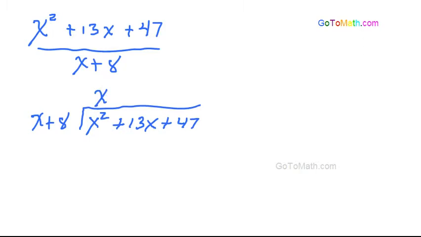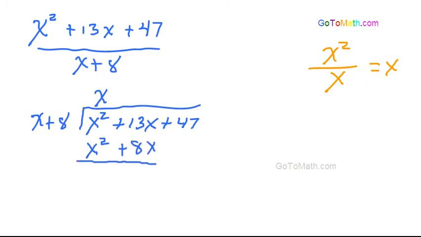Remember, the way to think about this is you have an x squared over x, right? So this is your x squared, this is your x, and if you were to simplify this down, which you should know how to do by now, we'd just be left with an x. Okay, and then what we're going to do is multiply this x times x, and you get x squared, and then x times 8, and you get 8x.